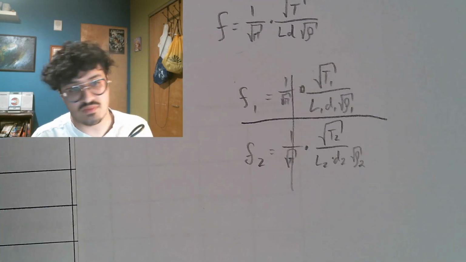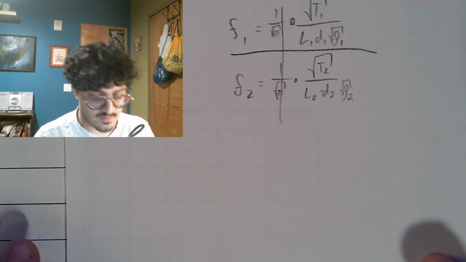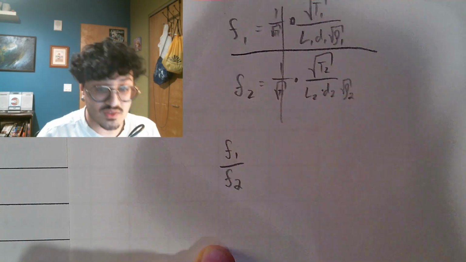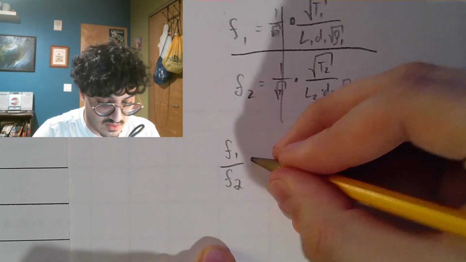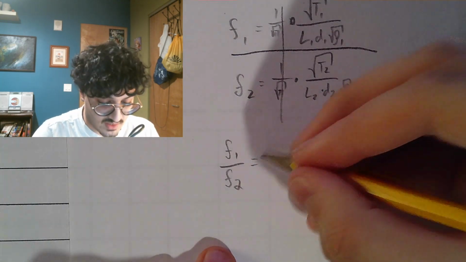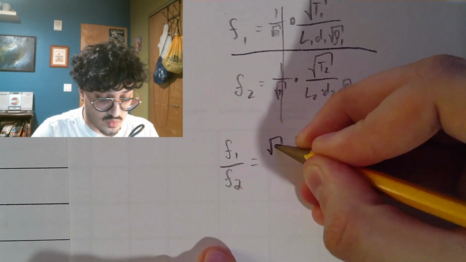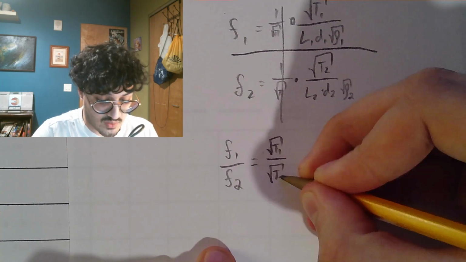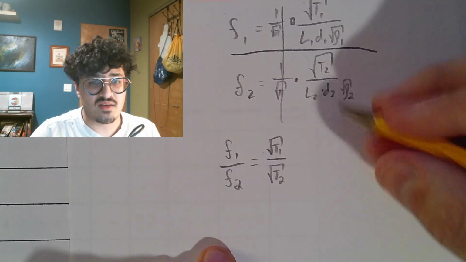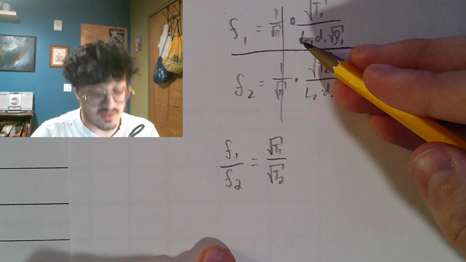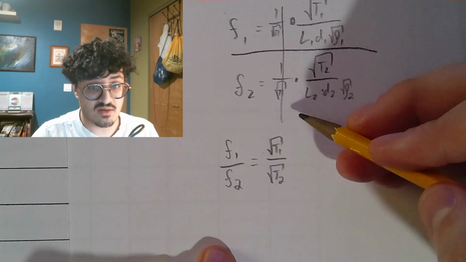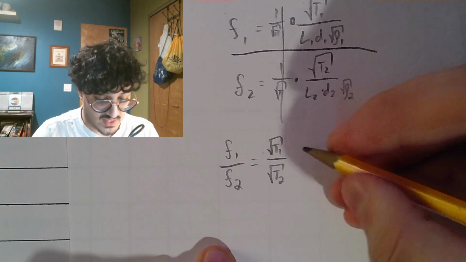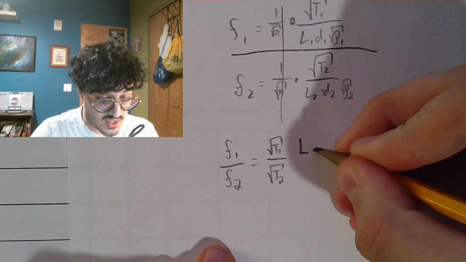That constant is just a constant. We don't have to worry about it. We're left with the frequency 1 divided by the frequency 2 on this side of the equal sign. On the other side, we have the square root of tension 1 divided by the square root of tension 2. Then, note how the length is on the bottom of the fraction up here, and the length is on the bottom of the fraction down here. When we divide, these are going to switch places.